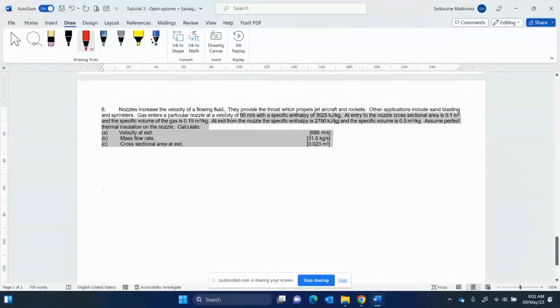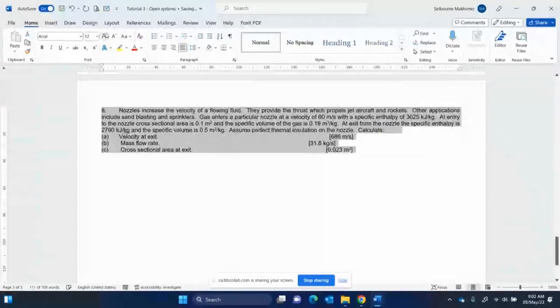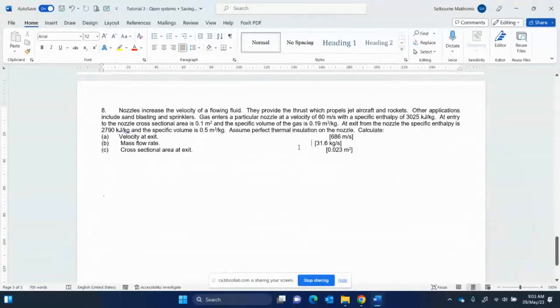I increase the font a little bit so that you can see. Right. So question 8. Nozzles increase the velocity of a fluid. They provide the thrust which propels jet aircraft and rockets. Other applications include sandblasting and sprinklers. Gas enters. It is a gas, right? It's not air. That is very important. You must also differentiate between a gas and air.